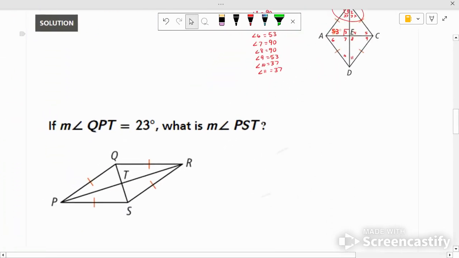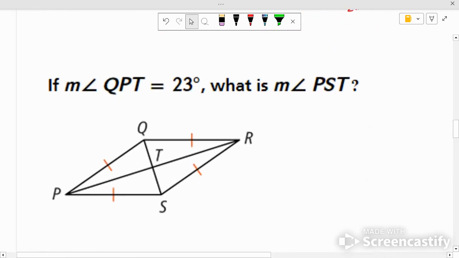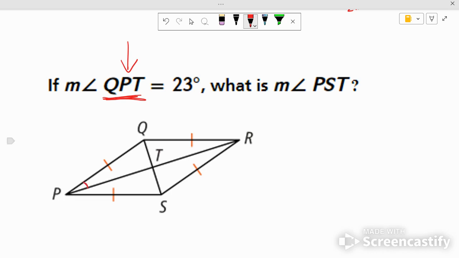All right. So, if QPT, some of you still might not know what this means. What does that mean? Well, we're looking at the P angle of QPT, and we're looking at this one right here. Okay? I'm not looking at angle Q and angle P and angle T. I'm looking at angle QPT, which is the P part. This is 23. How big is PST? This one over here. Well, if this one right here is 23, how big is this one right down here?